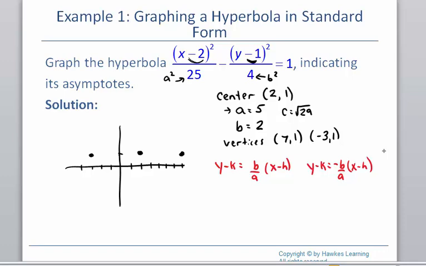Okay, so let's plug our numbers in and see what we get. For my h value and my k value, that's going to be the same as the parentheses we had up here, because remember that this is x minus h and this is y minus k. So I'm going to have y minus 1, and I'm going to have x minus 2. And then this fraction, b over a, is going to be 2 over 5. And then we're going to have the same thing over here, except that we're going to have a negative.